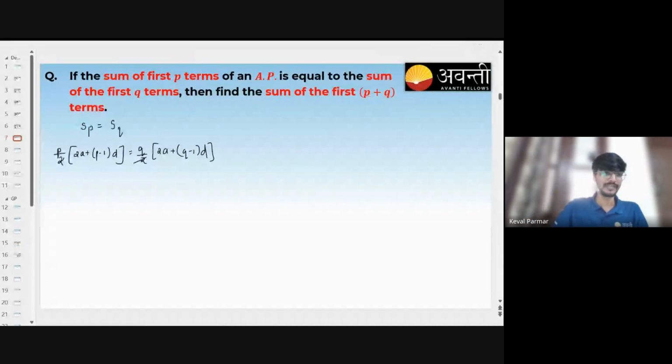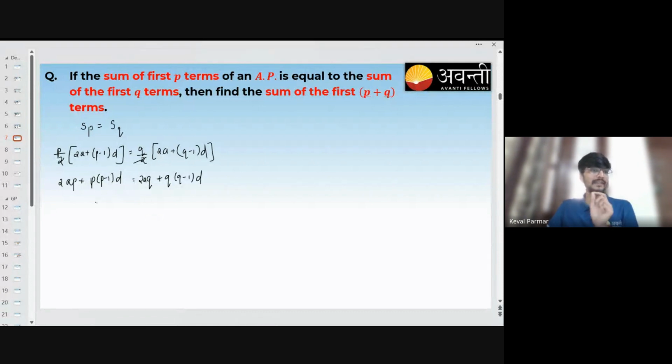So to separate A and D, I'll multiply this. So I'll get 2AP plus P into P minus 1 into D is equal to 2AQ plus Q into Q minus 1 into D. What we said, keep an eye on A and P. Let us group A's together and P's together. So these are the two A's.